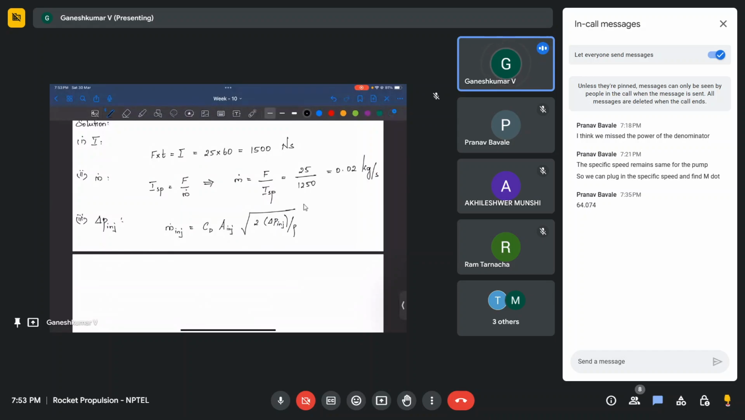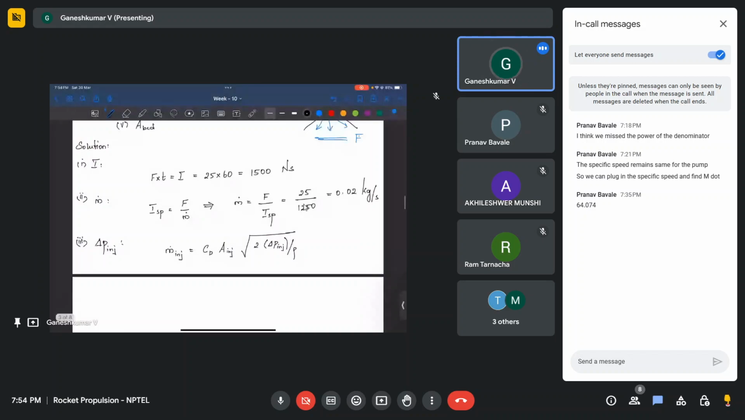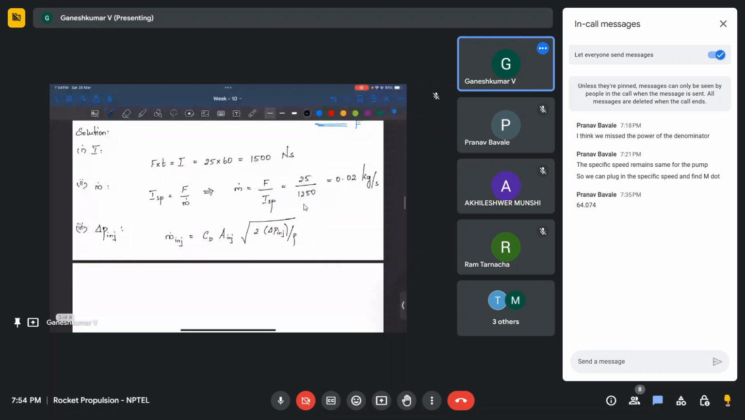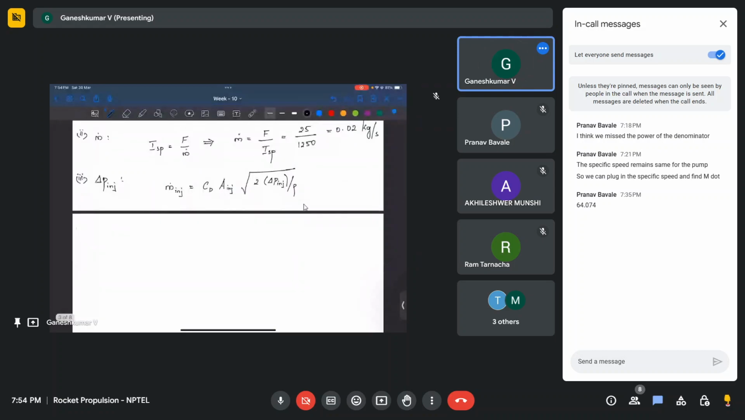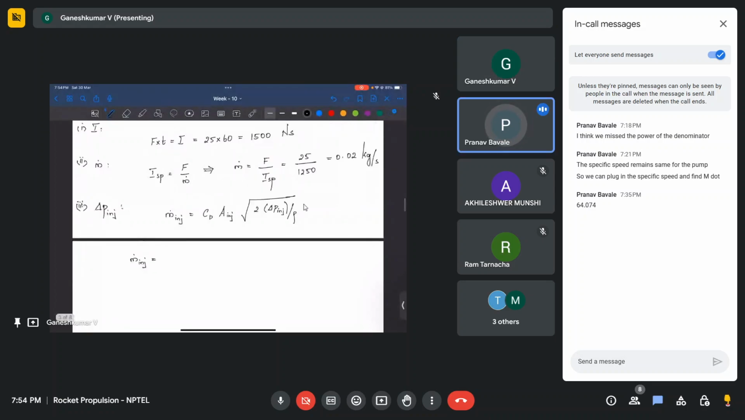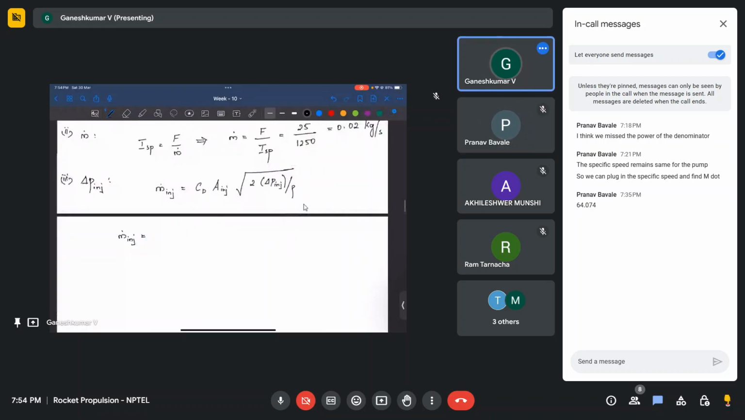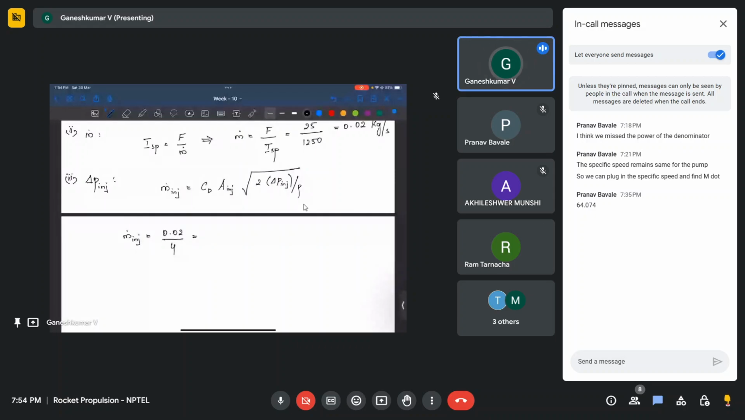So is that fine? If it is fine, we need to find delta P of injector. For that, we need to know what is the mass flow rate through an injector. What is mass flow rate through injector? We can divide the total mass flow rate by 4. Wonderful. So it's going to be simply 0.02 divided by 4, which is 0.005 kg per second.